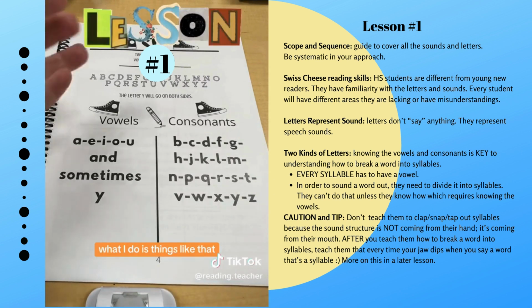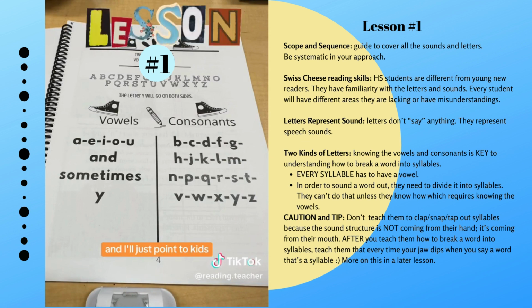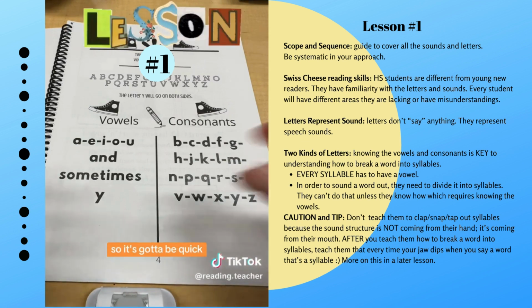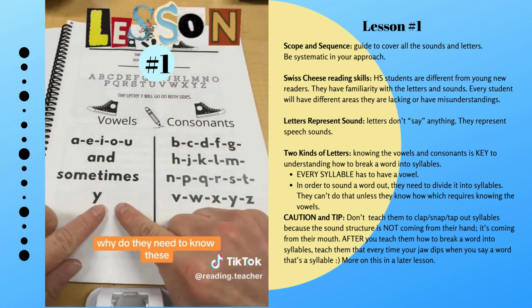What I do is things like that, and then I'll go individually, and I'll just point to kids. Tell me all the vowels. A, E, I, O, U, and sometimes Y. So it's got to be quick, rapid fire like this. They need to know these. Why do they need to know these?